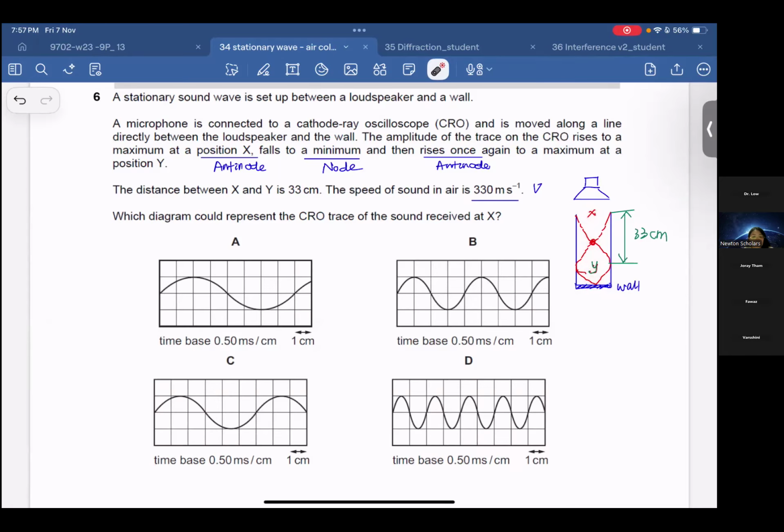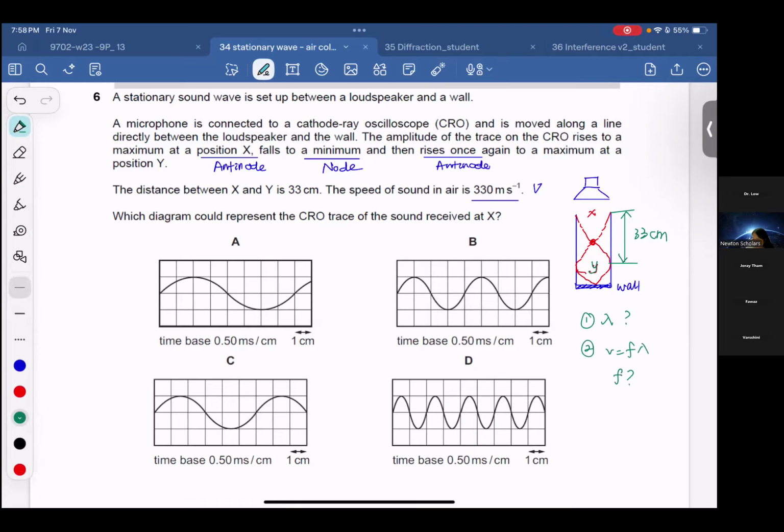Okay, so boys and girls, can you try? From here, what information do you have? 33 cm. From there, you can find your wavelength. Okay, first step, I give you some hints. First step, find your wavelength. Second step, v equals f lambda. Find your frequency.